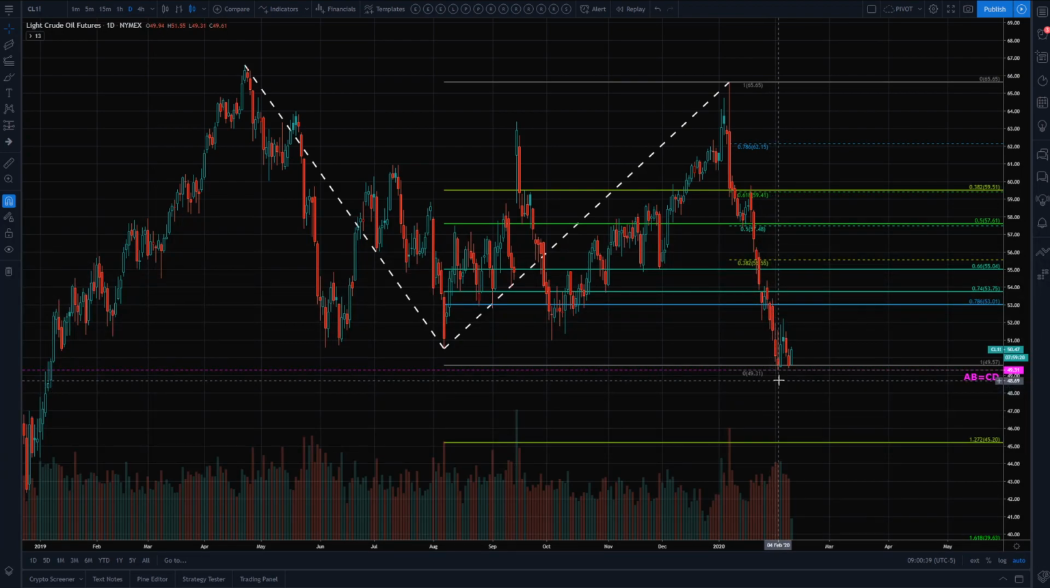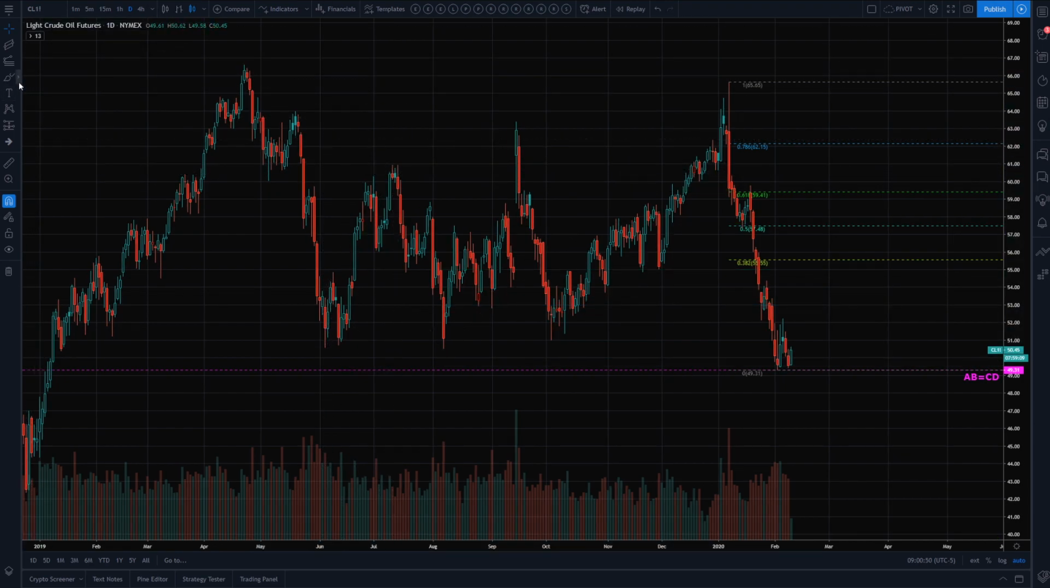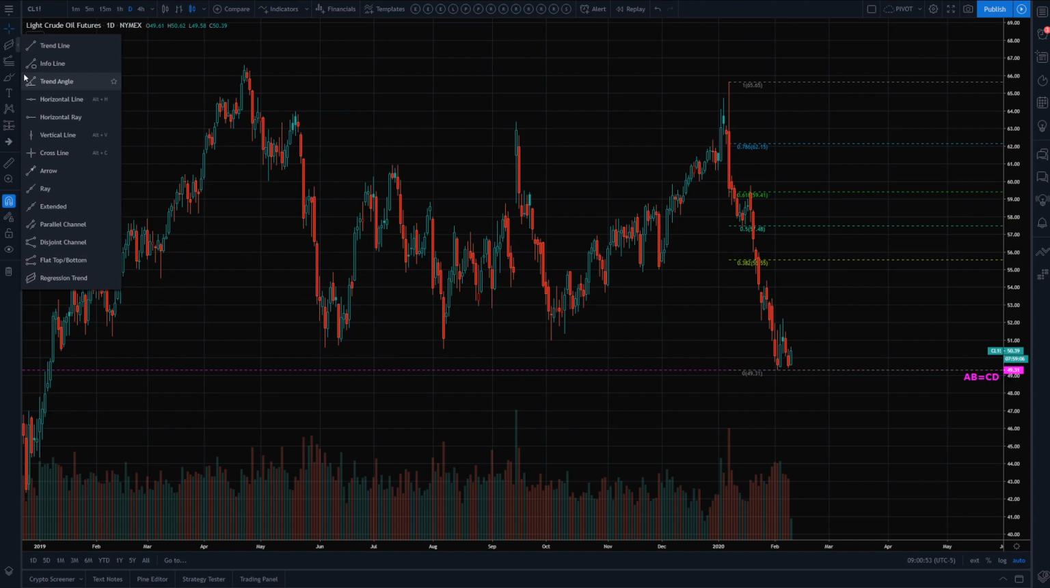And what was that low right there? That low was exactly 49.31. So that's really interesting to me. So this is what an AB equals CD pattern is, and it looks like this.